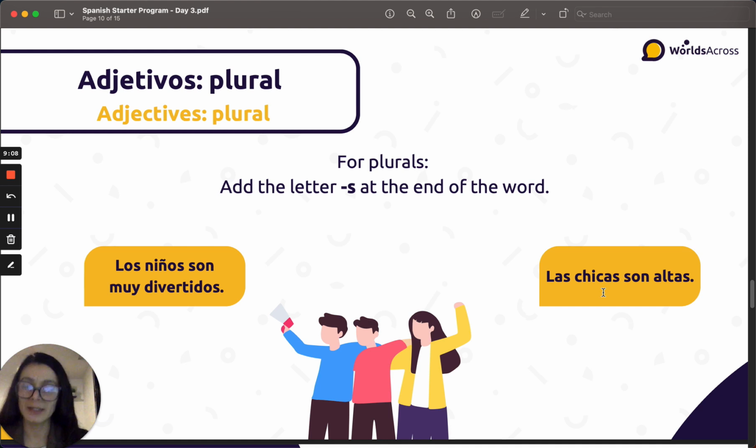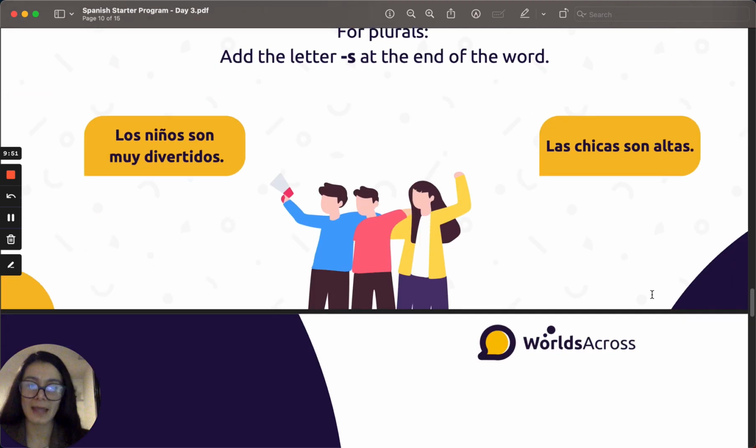So if I say, los niños, the children are very fun, right? The children in Spanish have an s, it's in plural, right? Los niños son muy divertidos. Divertido means fun, right? So if I want to say it in plural and in masculine, we would have to say divertidos, okay? O for the male and s for the plural. And then on the right side, we have las chicas son altas. The girls are tall. So we have chicas, female, plural. Also, the adjective which describes them has to go with a and s, okay? Female and plural. Muy bien.